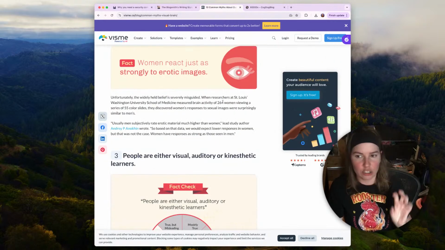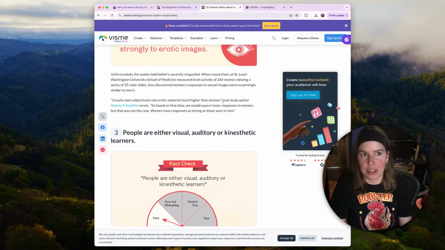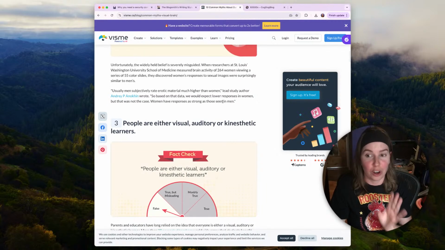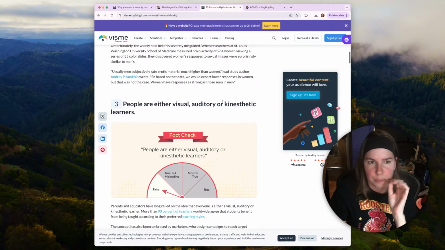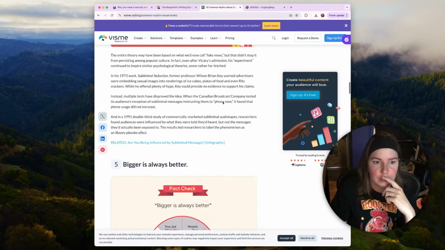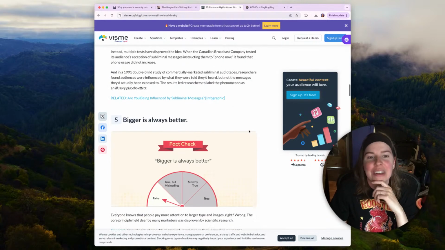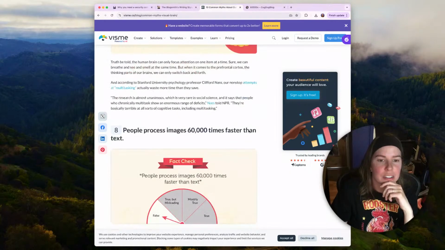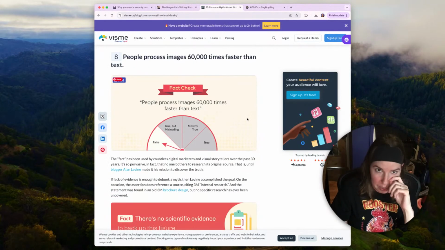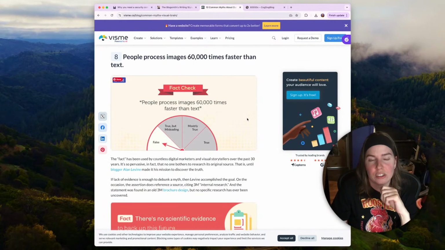And it's tracing back the sources. I would love to make an article like this for the Blogsmith with all the stats that I think are either tired or maybe misquoted. But anyway, let's go down to the stat itself and I'll explain what I did wrong. Okay, no, that's not that one. Did I pass it? No, here it is. People process images 60,000 times faster than text.